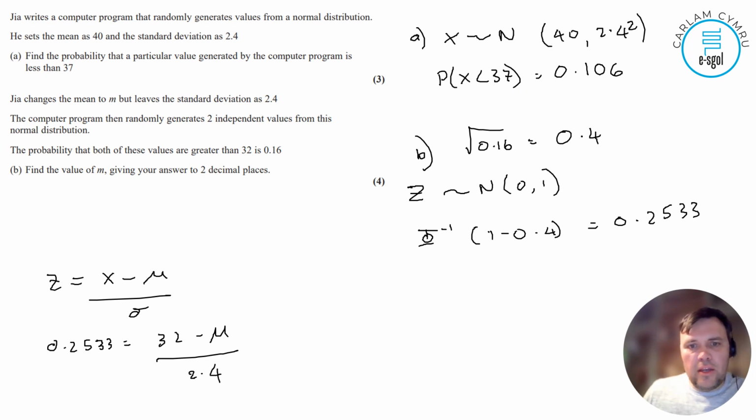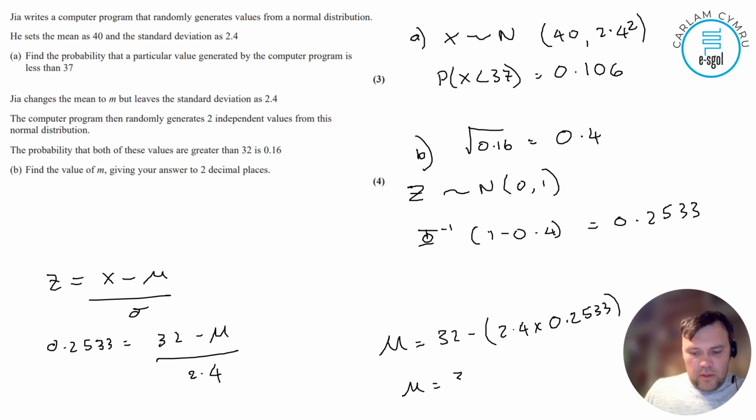And again, you rearrange that, move that over to the other side. Mu is going to be 32 minus 2.4 times 0.2533, so that mu is equal to 31.39, which is approximately 31.4.